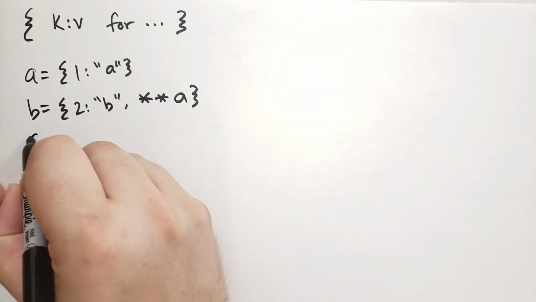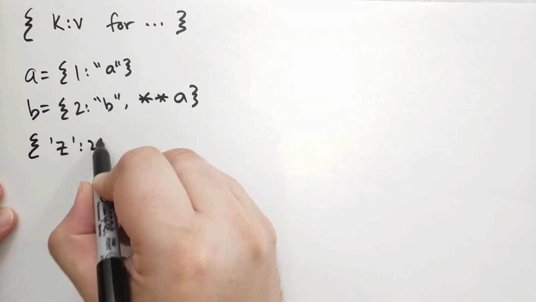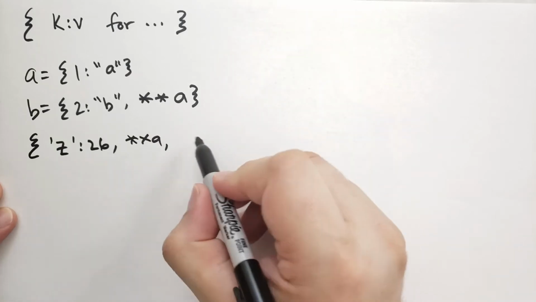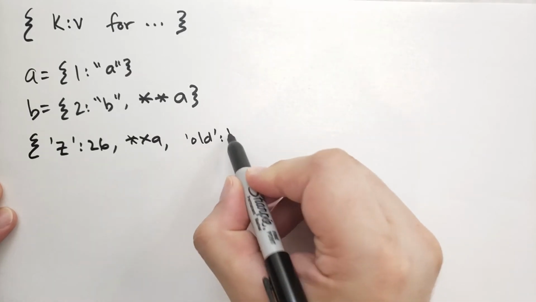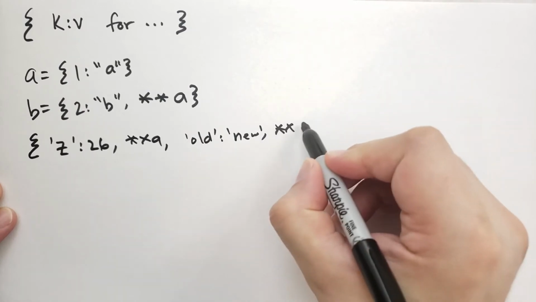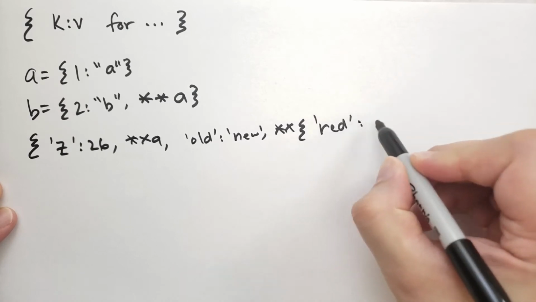So here's an example of a dictionary. So we can say Z is 26. We're going to include A, and then we're going to say old is new, and then we're going to include this, and this is kind of silly to do it this way, but this is what we're going to do. This is perfectly legal in Python.